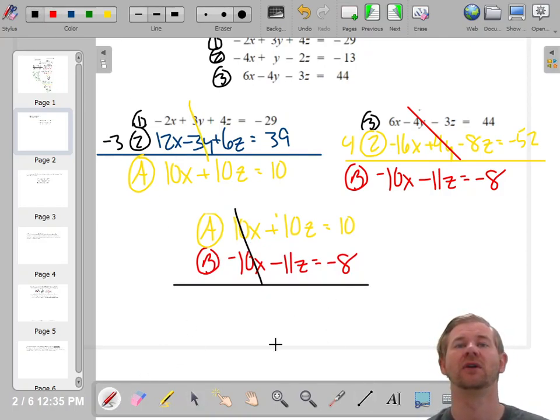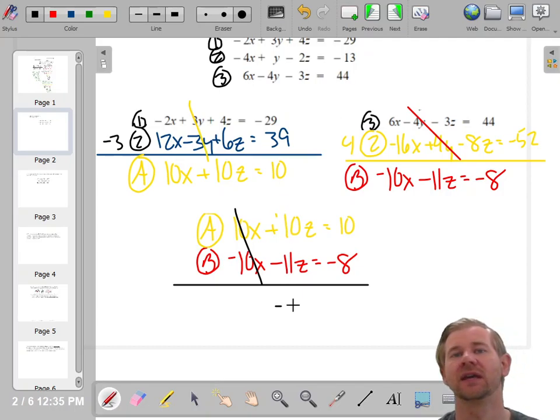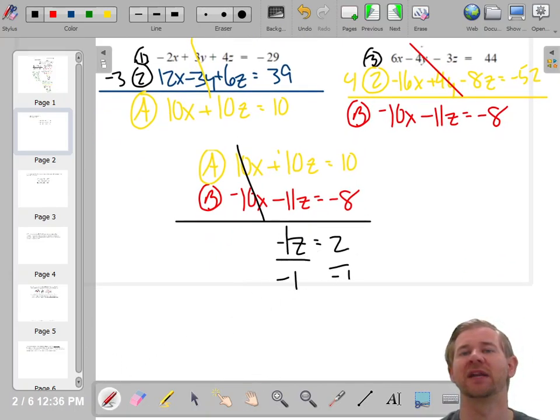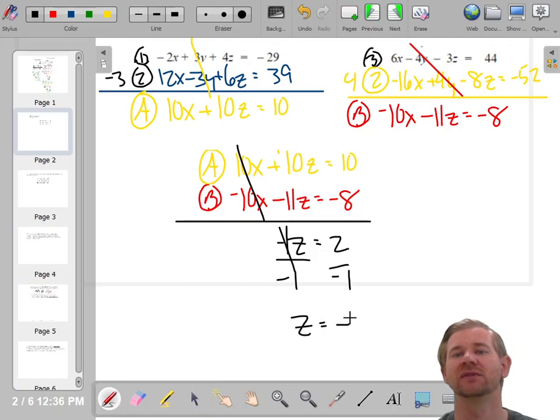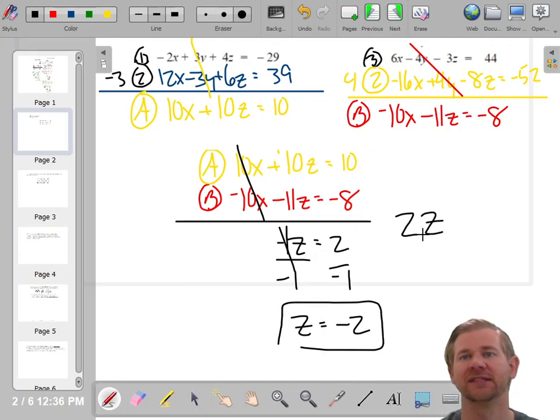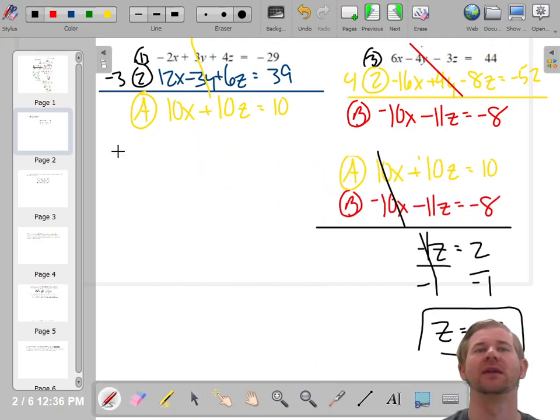Now, those go away. 10 minus 11 is negative 1z, and 10 minus 8 is 2. Well, that's really a negative 1, so when you divide both sides by negative 1, you get z equals negative 2. My z's have lines through them. They look the same. It's just too much math. All right, I got z. Now I can start working my way back up. So I will now go into x.